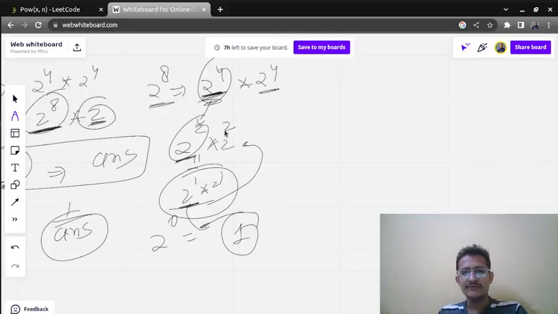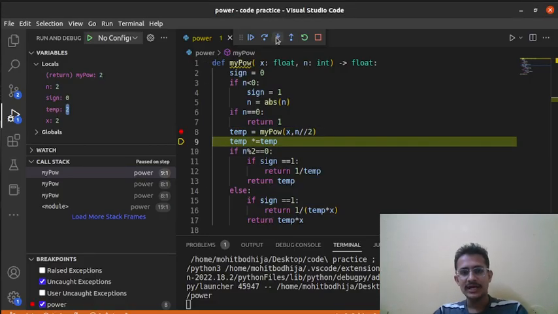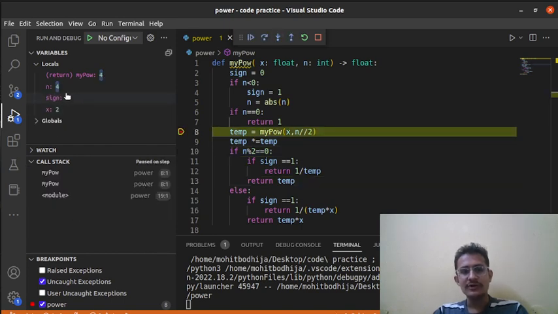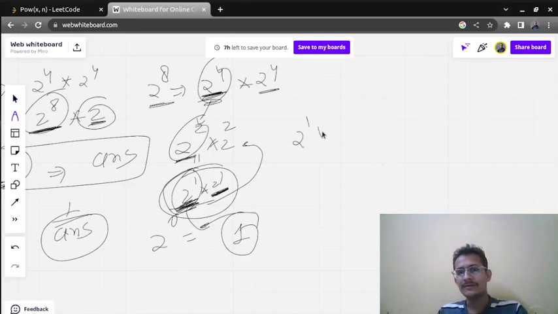So we have reached this step, 2 to the power 1. Now it is again going to multiply with 2 to the power 1. Now you can see n has become 4, and what is the value of temp now? Temp has become 4, because 2 to the power 1 multiplied by 2 to the power 1 becomes 4. So 4 into 4 is going to happen, and this time we are going to get 16.